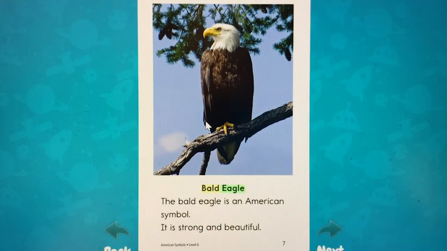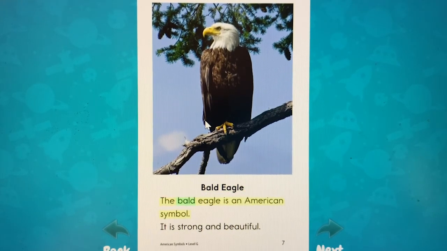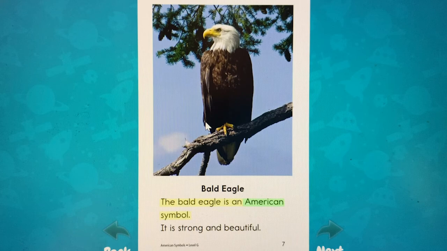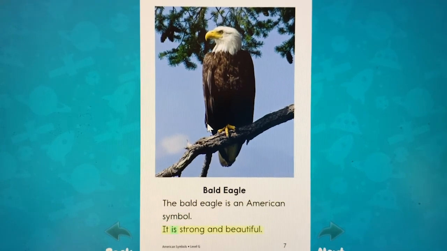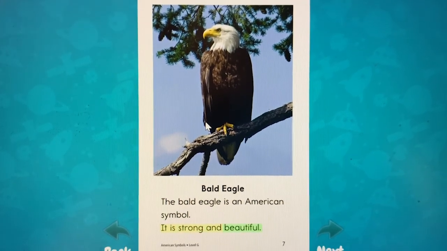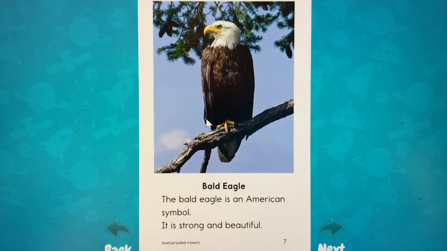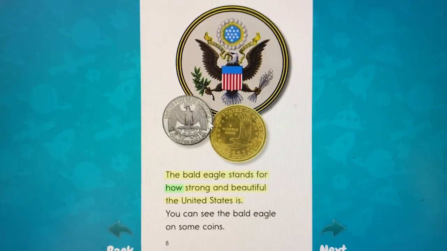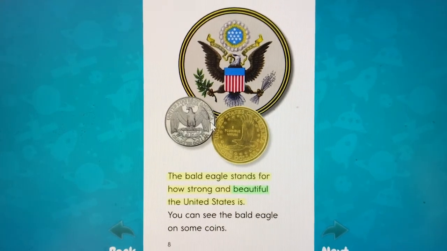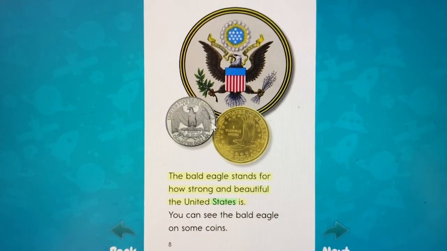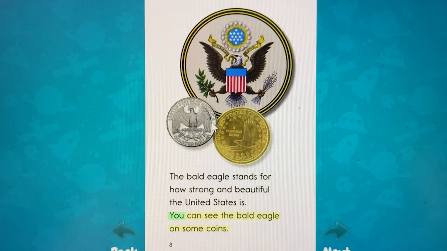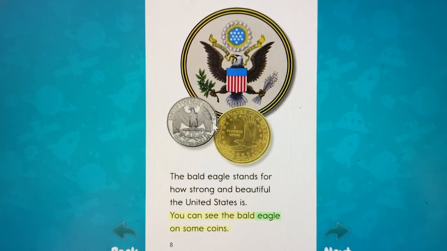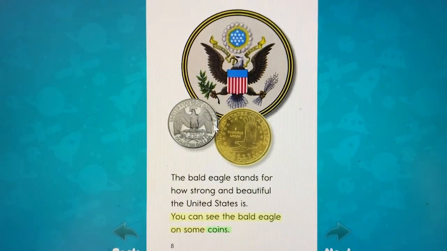Bald eagle. The bald eagle is an American symbol. It is strong and beautiful. The bald eagle stands for how strong and beautiful the United States is. You can see the bald eagle on some coins.